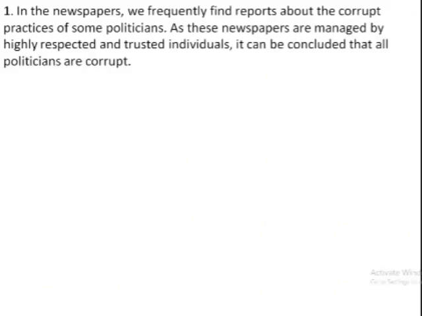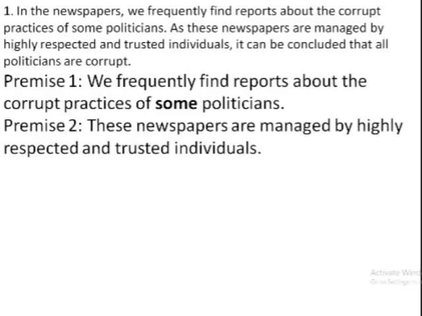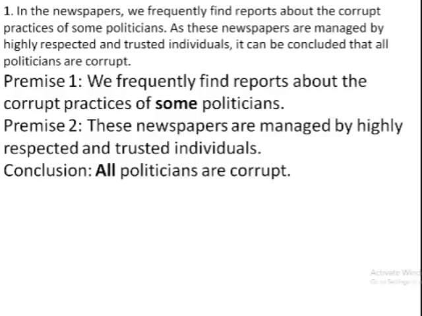So let's analyze them one by one. The first one, about the newspapers and about politicians being corrupt. So what's the first premise here? First premise is we frequently find reports about the corrupt practices of some politicians. Second premise given here is these newspapers are managed by highly respected and trusted individuals. And the conclusion that is drawn here is that all politicians are corrupt. Keywords we can see here: some and all.